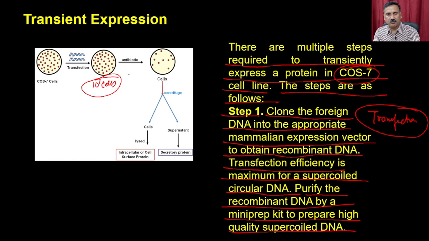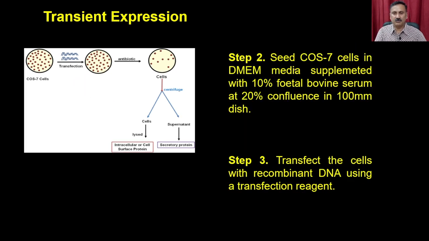And then in step two, you are going to do the screening. You transfect the cells, and then you screen the cells with the help of appropriate antibiotics. When you do so, most of the cells die except the transfected cells, right? For example, if you use puromycin or other antibiotics, which kill the non-transfected cells, then you can select these cells by screening with the help of the antibiotics.